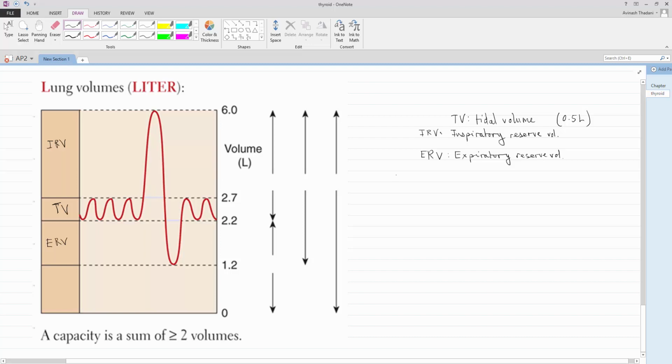And let's just finish up with the volumes before we go on to the capacities, which are just the sum of these various volumes. So what we can't exhale out from our lungs is referred to as the RV, or residual volume.